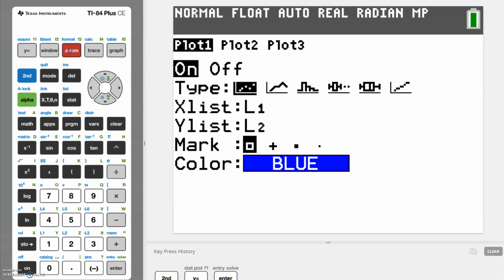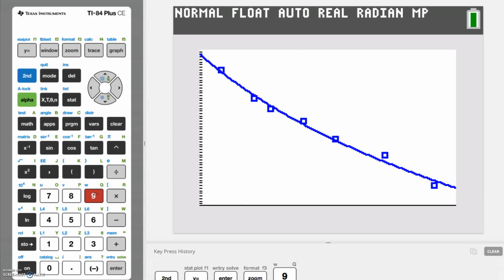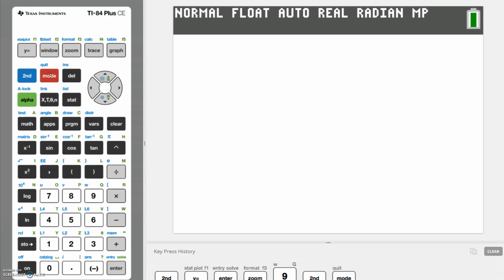And then you can zoom stat, that's number 9, and you can see here there's your data and that logarithmic graph fits there. And that's like the logarithmic regression graph that you would get. It's actually a natural log graph. So when it asks fit a logarithmic function to the data, you're going to put this equation that you got right here.